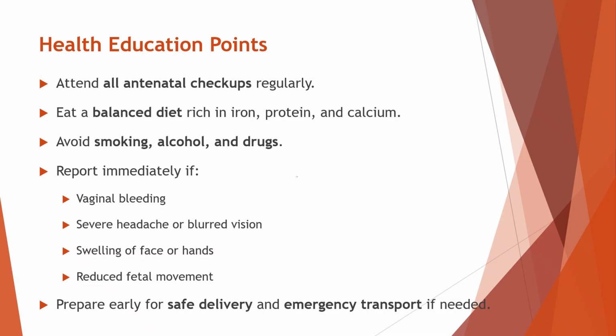Prepare early for a safe delivery. It is important to plan in advance for delivery and arrange emergency transport if needed, especially in case of complications. In short, regular checkups, healthy eating, avoiding harmful habits, and being aware of warning signs can make a big difference in ensuring a safe pregnancy and a healthy baby.